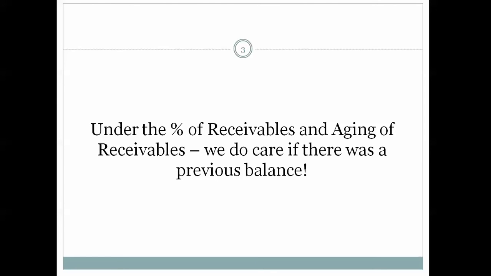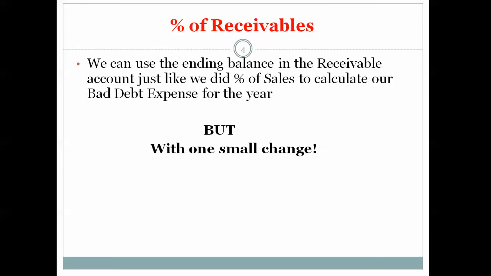However, under the percentage of receivables and the aging of receivables, we will be caring if the allowance account had a previous balance. So again, how we are going to do the calculations under the percentage of receivables: we are going to have a historical percentage, just like we did in sales, that we believe we will never collect. And we will be applying that percentage to the ending balance of our receivables account.